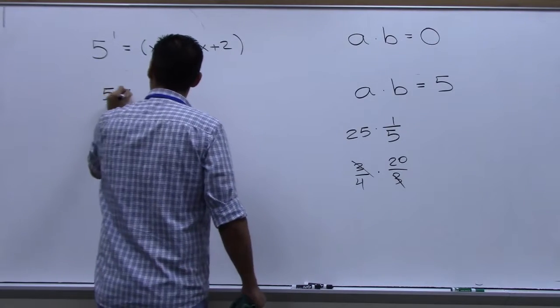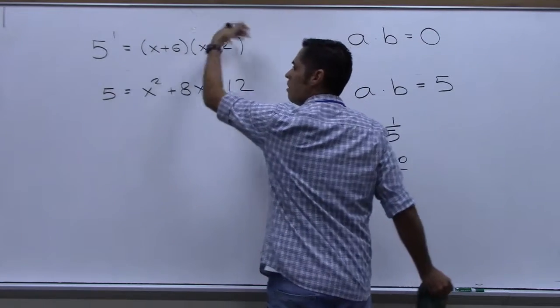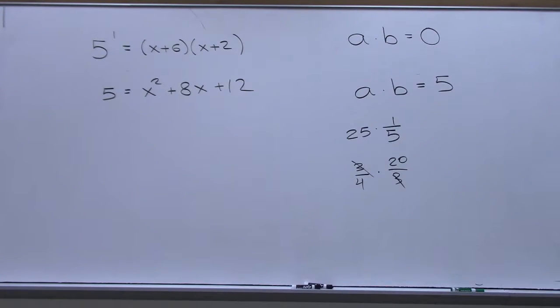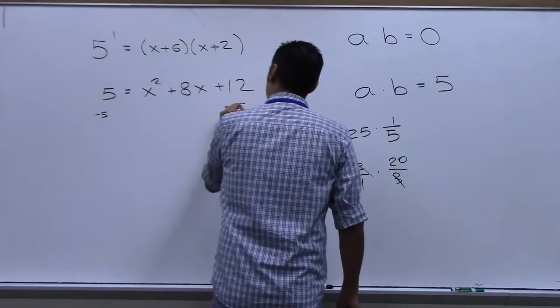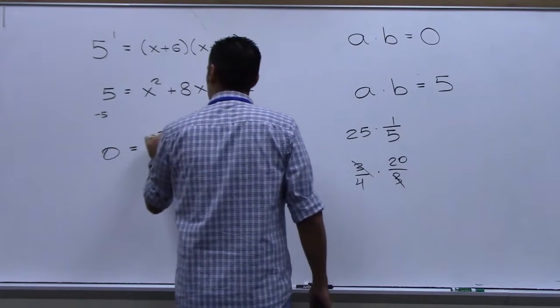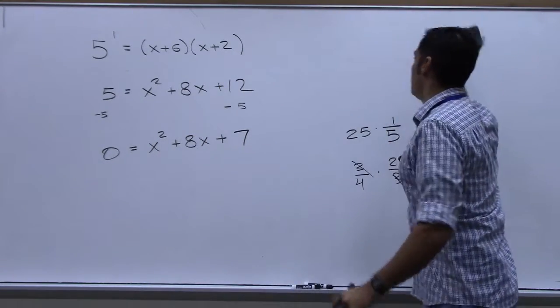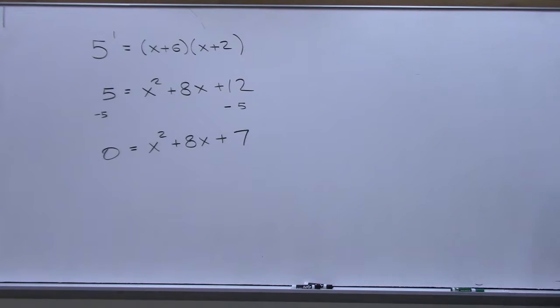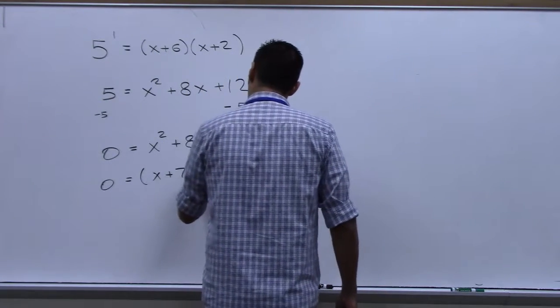X squared plus 8x plus 12. So I expanded this out, FOILed out, and combined like terms. Now bring everything to one side, because this is a quadratic equation. So I'll subtract 5 on both sides. And you're going to have a quadratic equation now, right? And your hope is that you can factor it. If it doesn't factor, what can you use? Quadratic formula, right? But this one factors: x plus 7 times x plus 1, right?